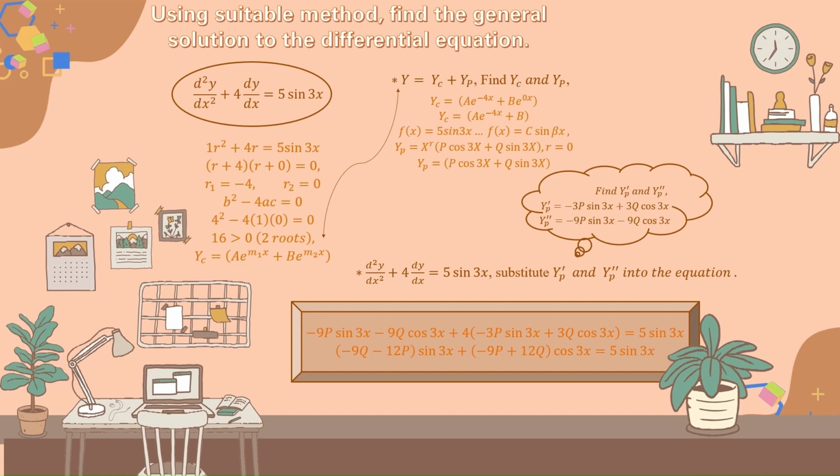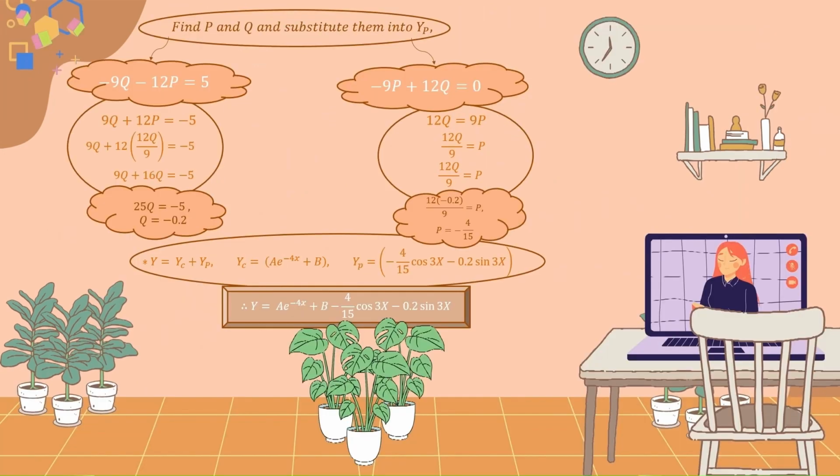From the prior slide, we have found sin 3x and cos 3x. Now we can separate these two into two different equations, which will make it easier for us to find both p and q. So the equation with cos 3x will be equal to 0, and the equation with sin 3x will be equal to 5, because we have sin 3x on the f(x) side of the equation, we didn't have cos 3x. So now negative 9q minus 12p equal to 5.